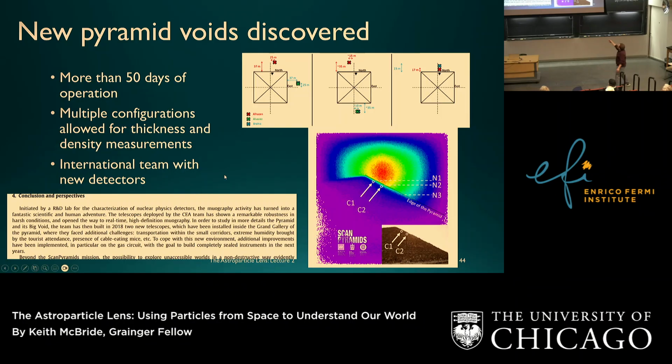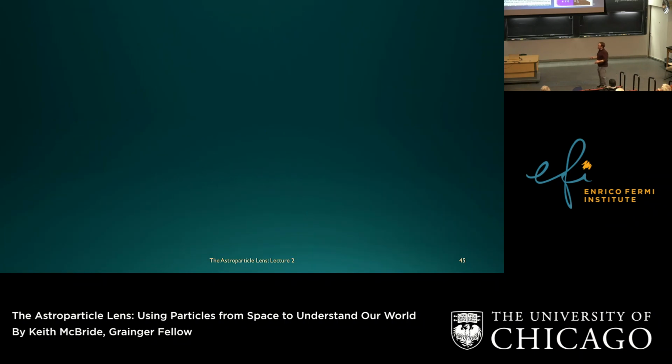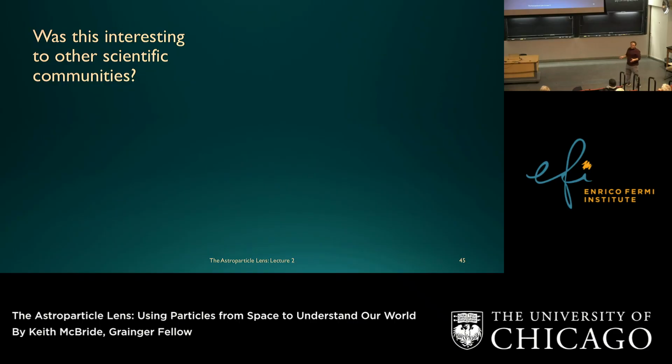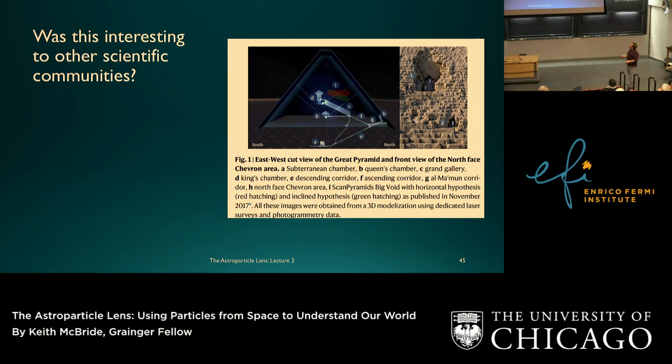And you can see from the scanned pyramids, what they actually found was that they were able to determine the known void or cavity, as it was called in the paper, C1 here, at the top of the pyramid. They were able to prove that that was also what they found with muons. And there was a void that no one had ever known about in C2. There's this big gap inside the structure of the pyramid that no one had been able to say was actually there. And was this interesting to other scientific communities about the pyramids?